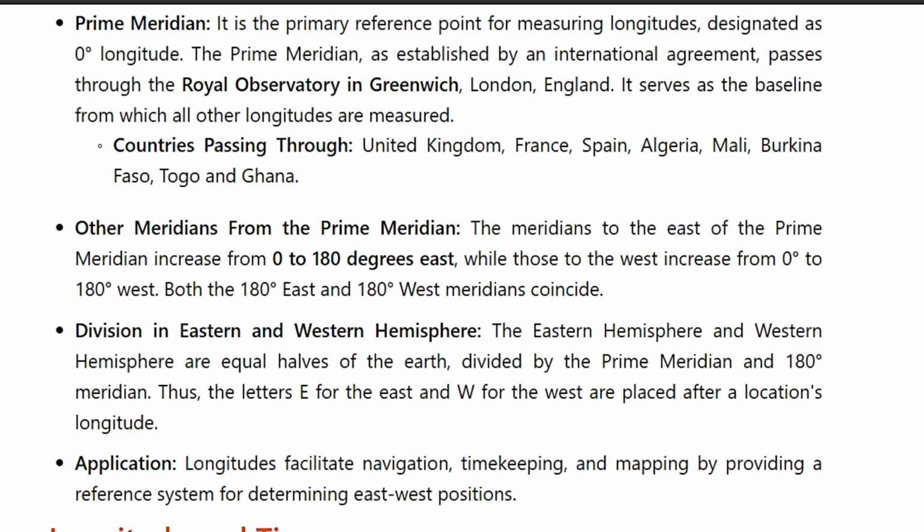Division in eastern and western hemisphere. The eastern hemisphere and western hemisphere are equal halves of the earth divided by the prime meridian and 180 degree meridian. Thus the letters E for east and W for west are placed after a location's longitude. Application. Longitude facilitates navigation, timekeeping, and mapping by providing a reference system for determining east-west positions.